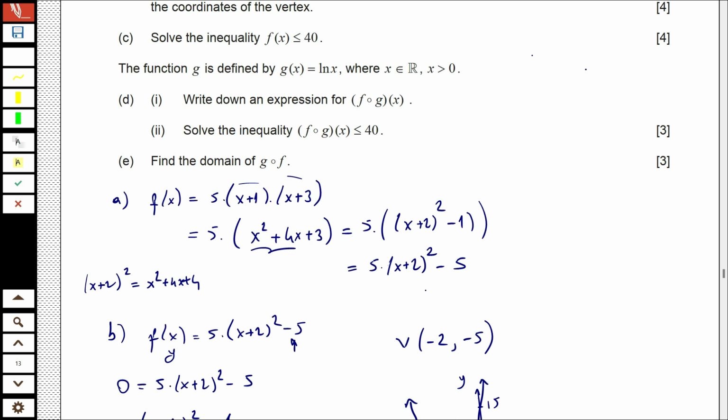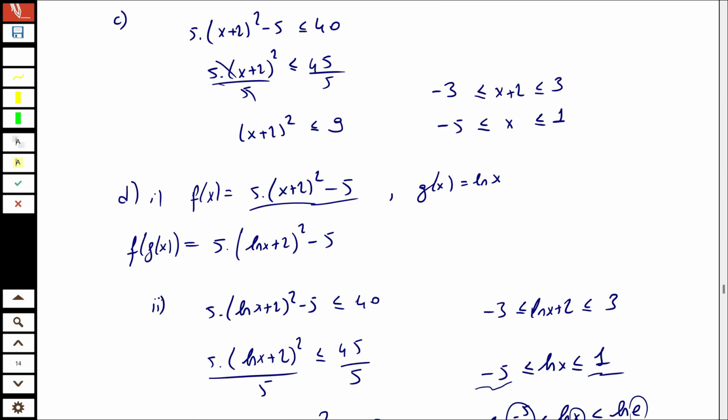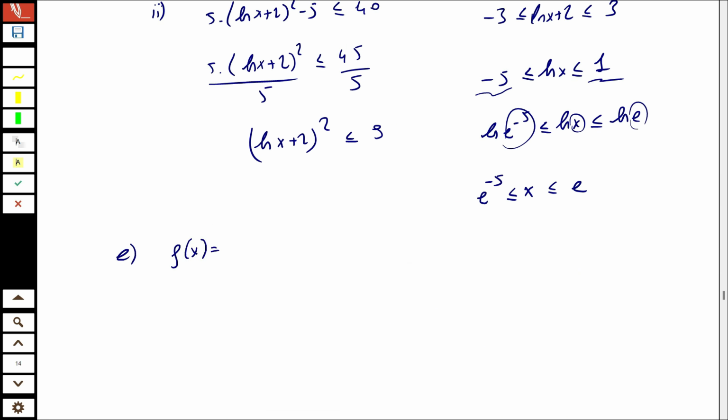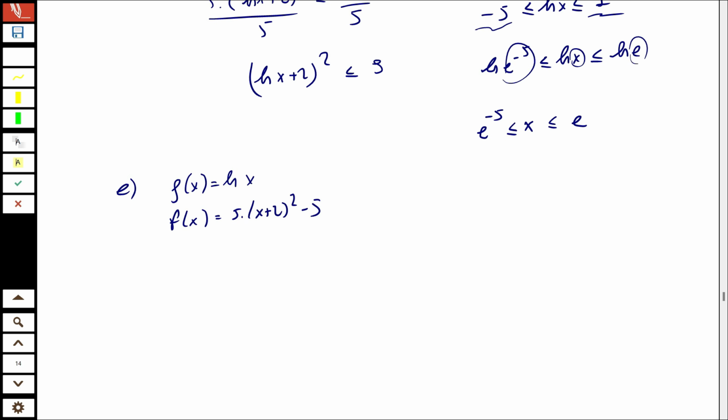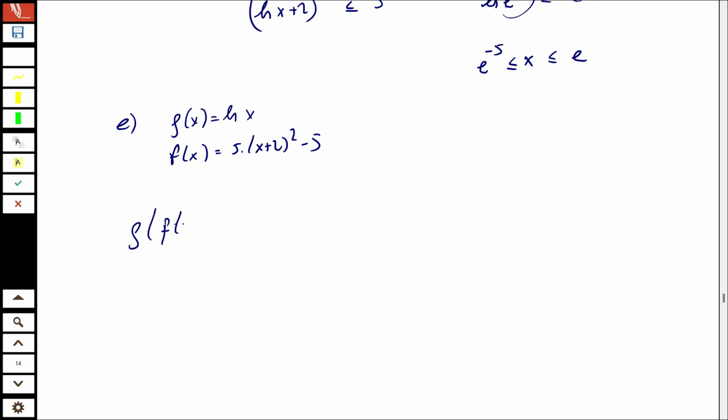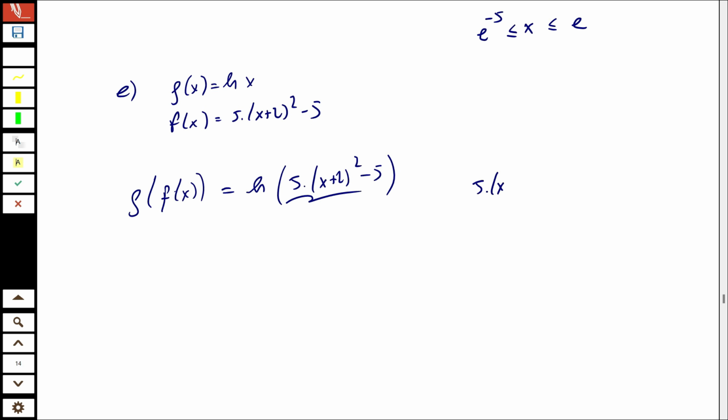And the last question asks us to find the domain of g of f. We know that g of x is ln x and the function f is 5 times (x + 2) squared minus 5. So I'm looking for the composite function, which is g of f. In this case, I will just write f of x inside the function g, and it's going to be ln of 5 times (x + 2) squared minus 5. So from the property of the logarithm, you can say that 5 times (x + 2) squared minus 5 needs to be greater than 0.